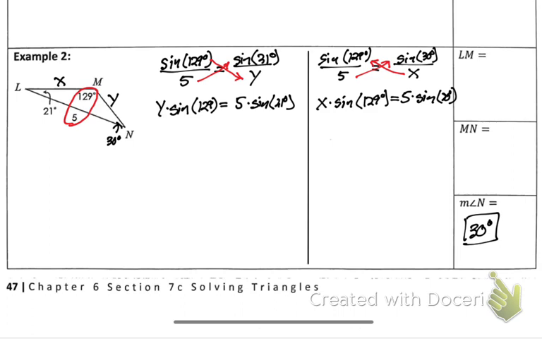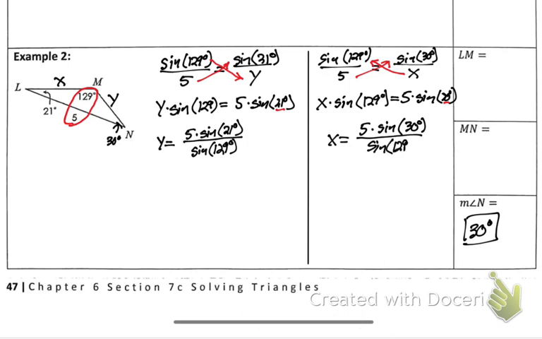What's the only thing different between this one and this one? The 30 and the 21. Those are the only things that should be different. Now, I should divide by sine of 129, giving myself y equals 5 times sine of 21 degrees, all over sine of 129 degrees. And for the other one, I'll have x equals 5 times sine of 30 degrees, all over sine of 129 degrees.